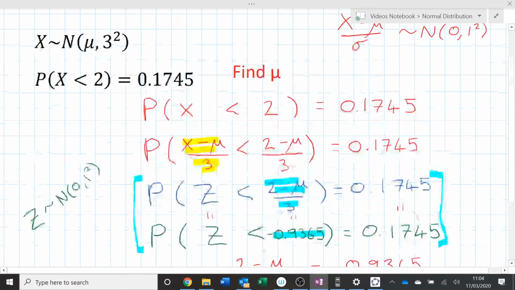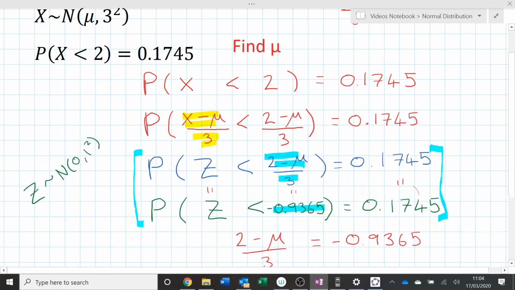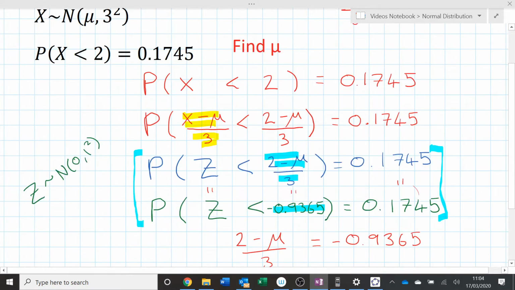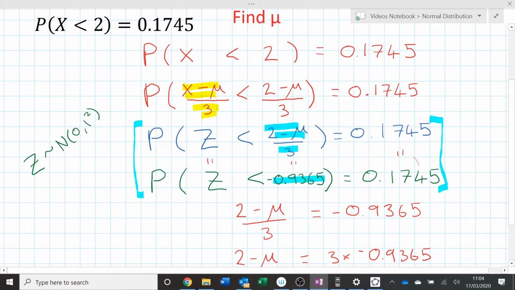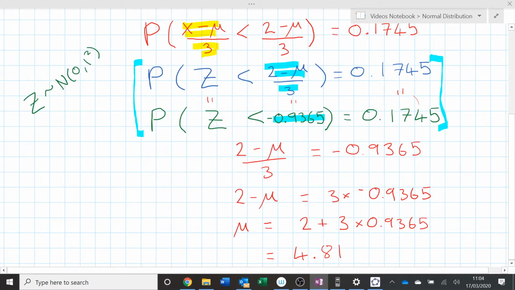Okay, so this example, what we did, to recap, is I wrote the probability out. I used the fact that if I take away mu and divide by sigma, it becomes a standard normal distribution. I found the standard normal distribution value using the calculator. I compared things that were all the same and solved the equation that I ended up with.